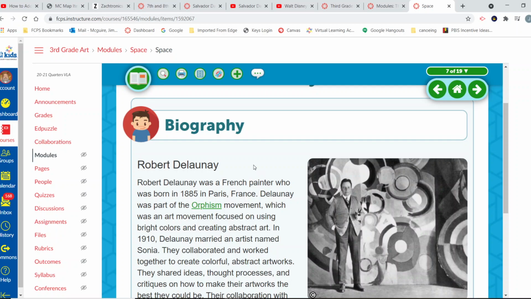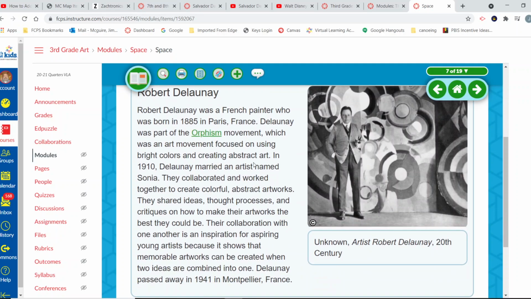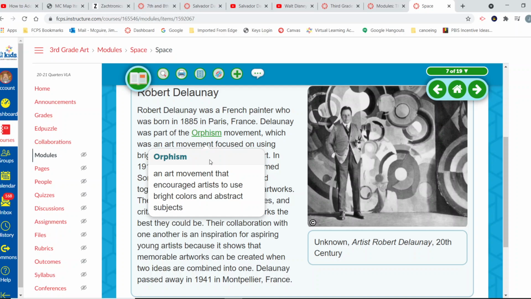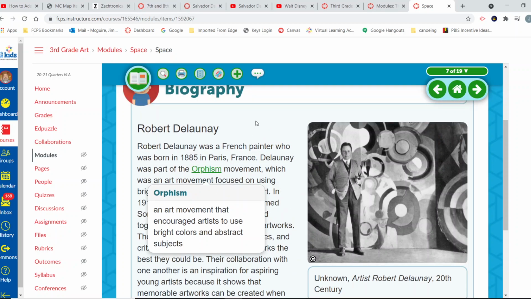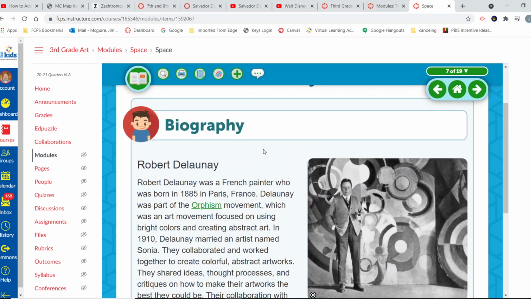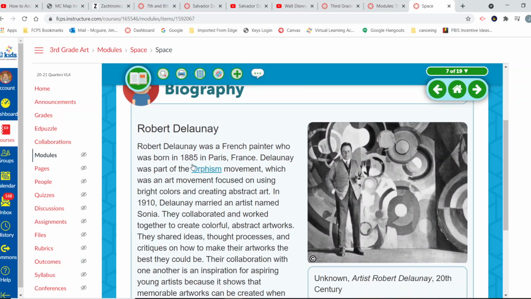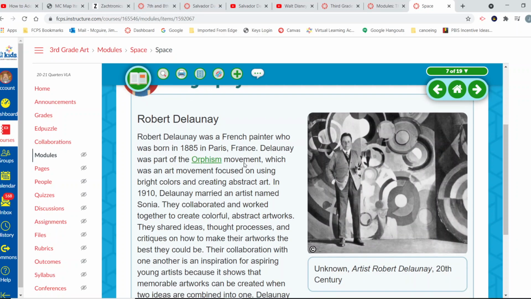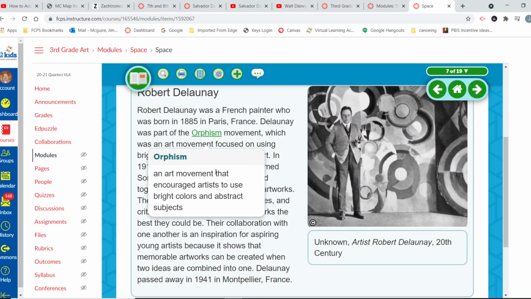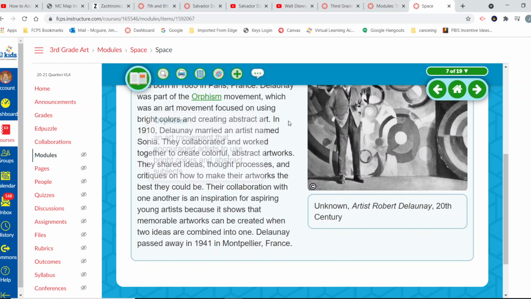In this unit we stop to look at this artist named Delaunay, who was part of this Orphism movement, and Robert Delaunay is going to be your attendance question answer of the day. He was a French painter born in 1885 in Paris, France, part of this Orphism movement, which encouraged artists to use bright abstract colors and abstract subjects. It focused on bright colors and these abstractions.